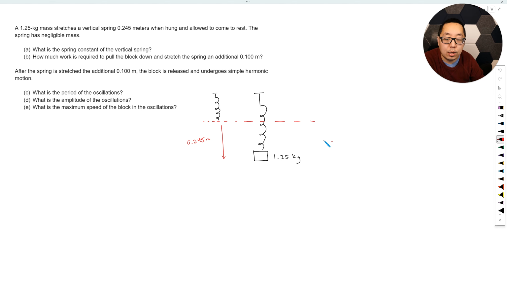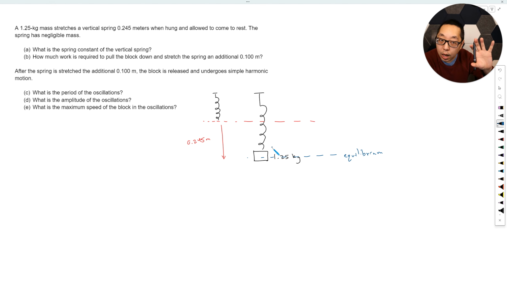Okay, and then I like to label this position. This is the equilibrium position, because that's where it's balanced right at the center. The net force is 0 right at that point. What is the spring constant of the vertical spring?